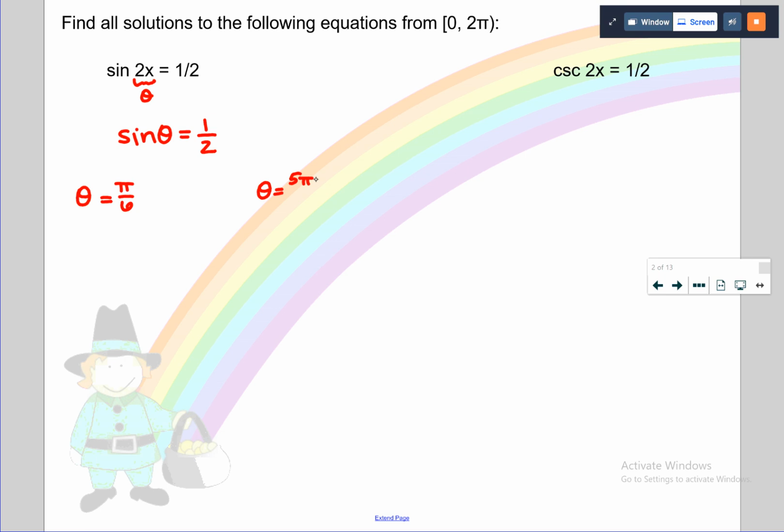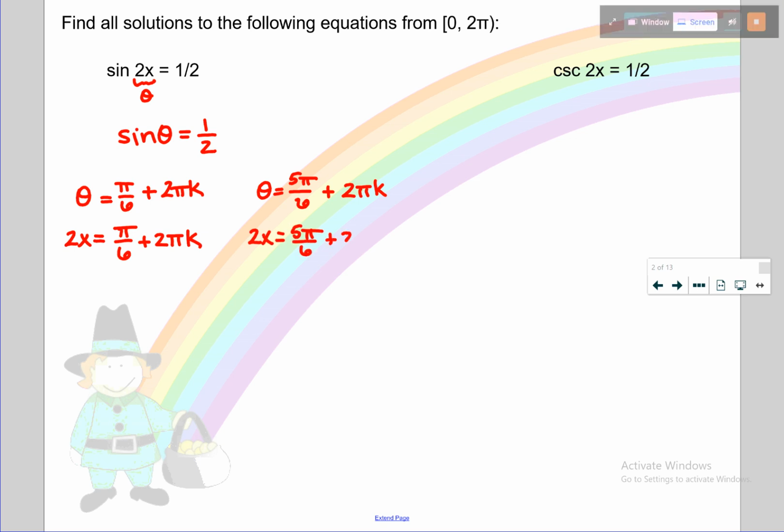5 pi over 6. Good. And no matter what the instructions say on these problems, we are always going to put plus the period times k next to these, and you'll see why in a minute. So plus the period of sine is 2 pi k, plus 2 pi k. Once I have solved for theta, I can put back in my 2x. So 2x equals pi over 6 plus 2 pi k. 2x equals 5 pi over 6 plus 2 pi k.